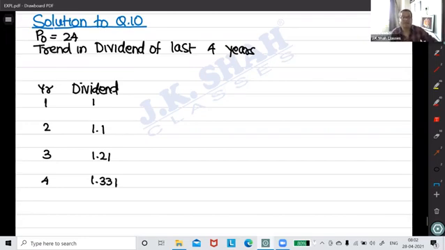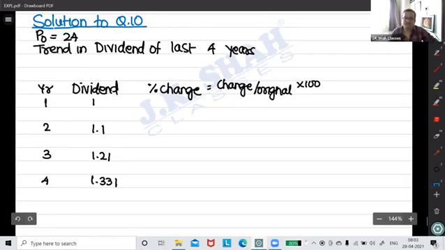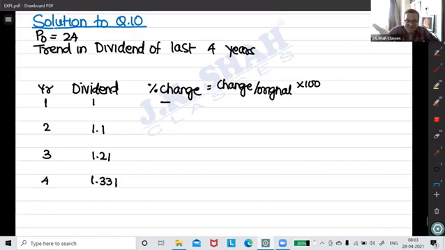Then what we will find? Percentage change. How is it calculated? That is change upon the original into 100, right? So when you have to calculate change, obviously change can't come in the first year. After the first year, when the second year comes, then only the change can come. So how much will be the change? 1.1 is the new minus 1 original upon the original, that is 1, into 100.